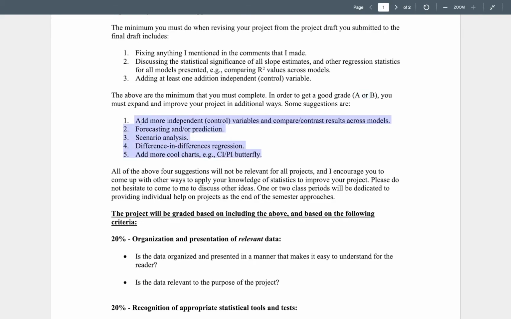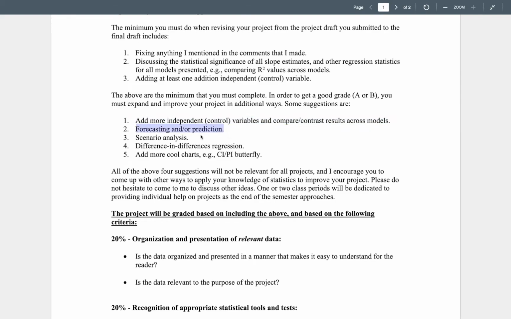These are optional things. You should not try to do all of these things, but these are just suggestions for different ways you might expand your model. Many people choose number 1. Don't just add one more independent variable, add a few more independent variables, kind of like we just did in the example today. Forecasting and prediction.